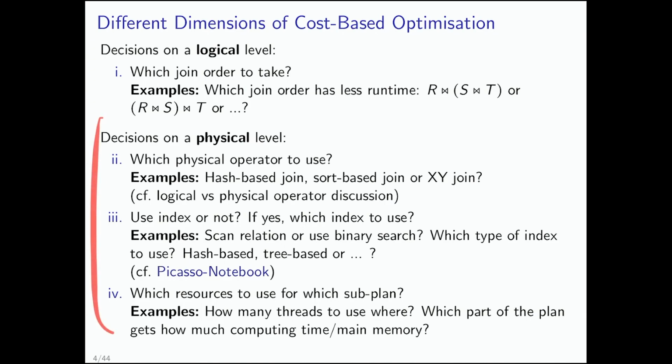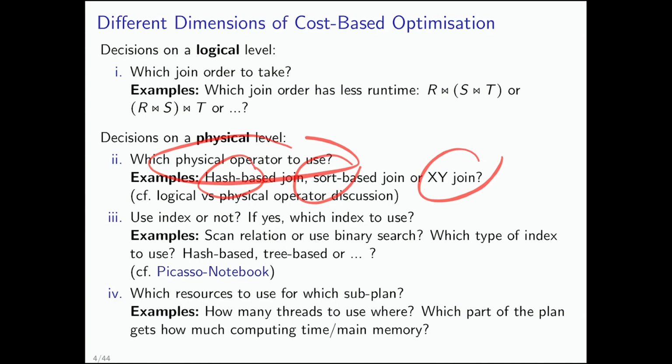Those are the three major problems or challenges, let's phrase it like that. So one is which physical operator to use, so which algorithm to use. Is it hash-based, is it sort-based, is it whatever? So there are zillions of join algorithms you could use. You have to make a decision. The system has to make a decision automatically.